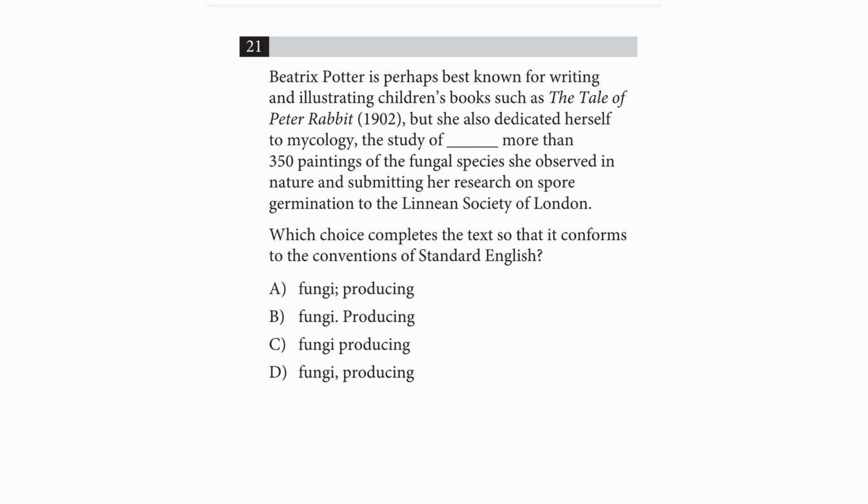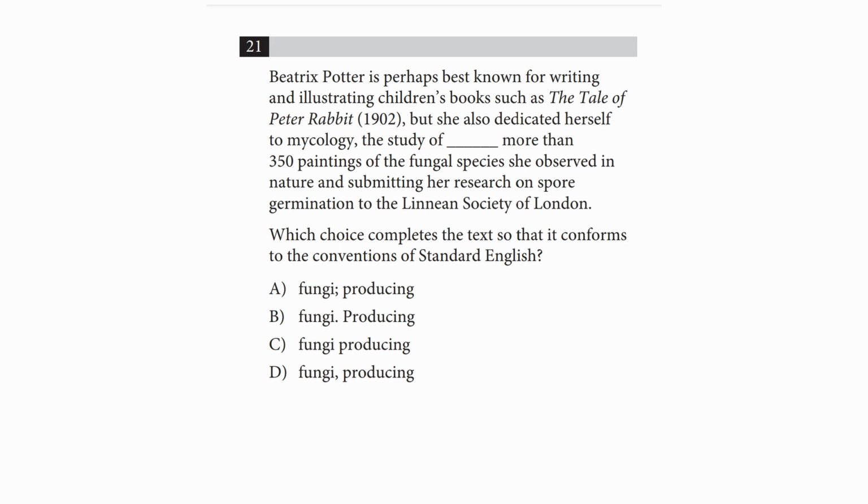Let's take a look at the first half of the sentence. Beatrix Potter is perhaps best known for writing and illustrating children's books, such as The Tale of Peter Rabbit, but she also dedicated herself to mycology, the study of fungi. Now, hopefully your ears are telling you that this is a complete sentence. It has everything that we need, a subject, a conjugated verb, and there's nothing that makes it incomplete, which means we move on to the second half of the sentence.